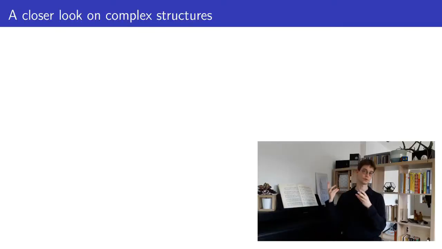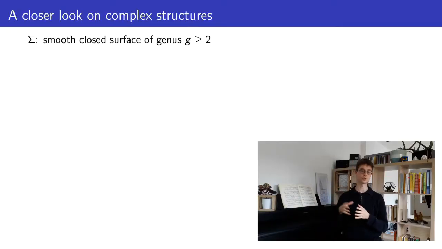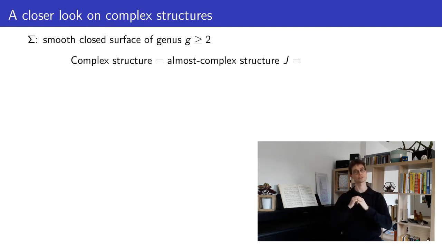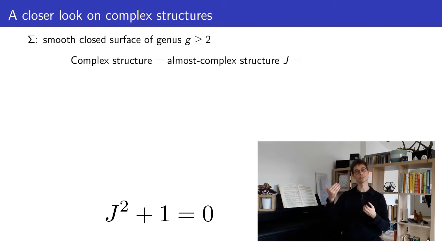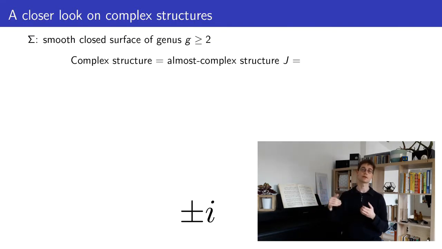Before defining the higher complex structure, let's take a closer look at what the complex structure is. So I fixed some surface of genus at least 2, and we have already seen that the complex structure is the same as an almost complex structure. So we have some operator J whose square is minus the identity. So this operator is an object of linear algebra. And to understand a matrix, what we usually try to do is to diagonalize it. For the operator J, its characteristic polynomial is given by j squared plus 1 equals 0. So the eigenvalues are plus and minus i.